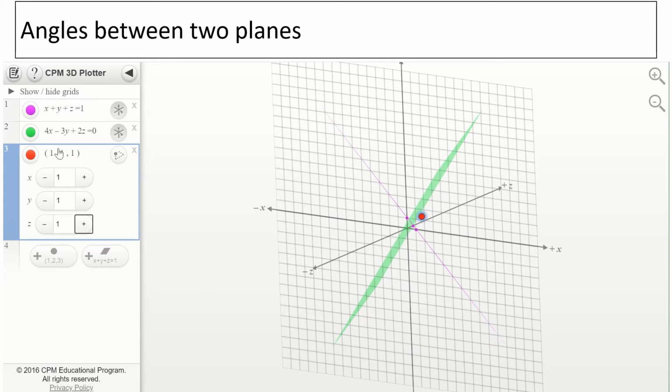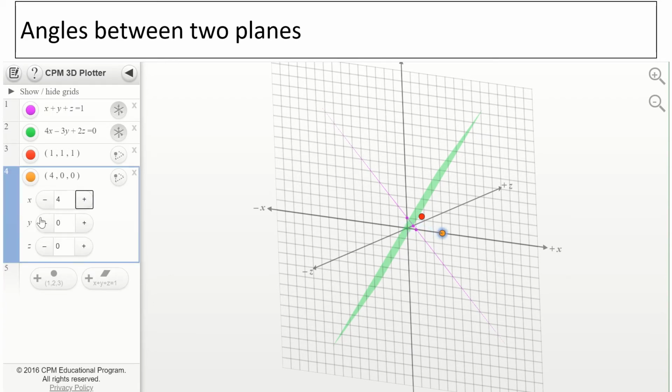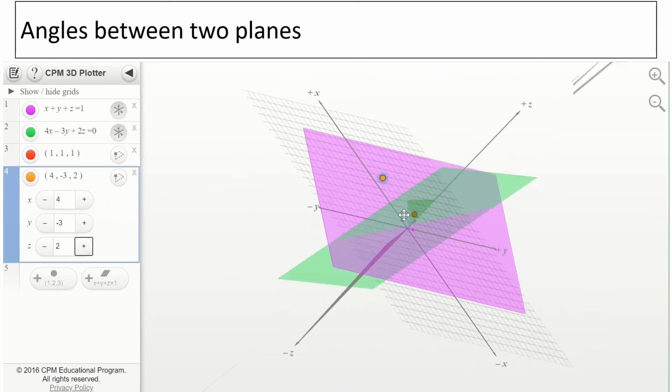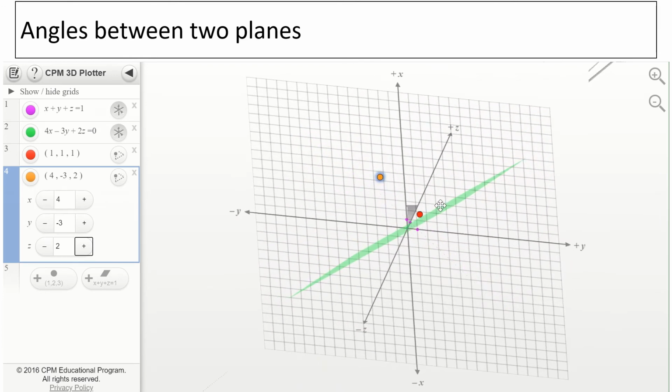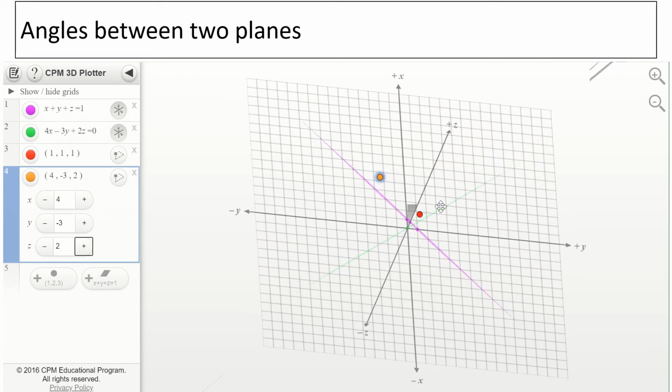Okay, so now let's go to the second plane, which is 4x minus 3y plus 2z. We know the point is going to be 4, minus 3, and 2. Let's rotate it a little bit here. So here we see that this orange point is directly perpendicular to the plane.